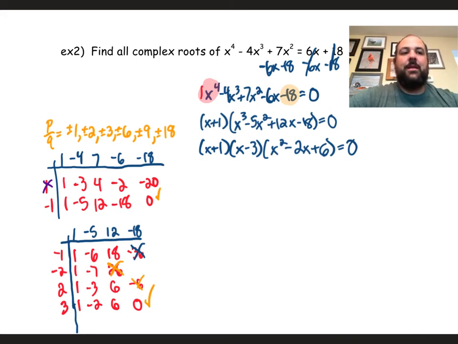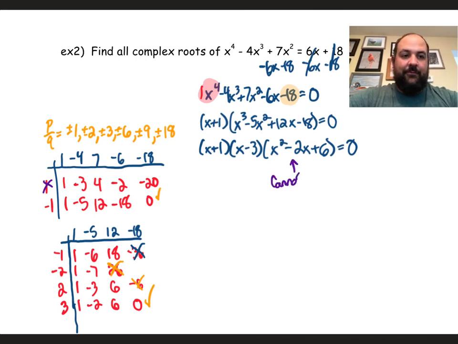Problem here, x squared minus 2x plus 6. Think about your factors of 6. Are there any factors of 6 that would add up to -2? Since it's positive, I'm going to have the same sign. My factors of 6 are 1 and 6, they add up to 7. Or 2 and 3, they add up to 5. So guess what? This does not factor.